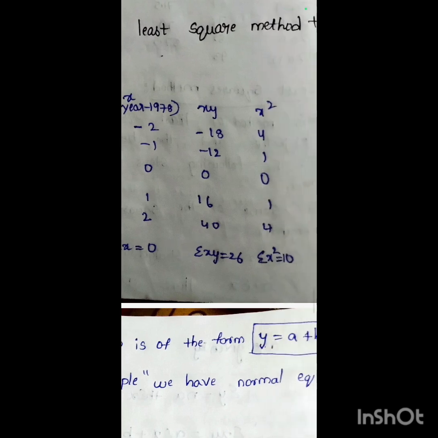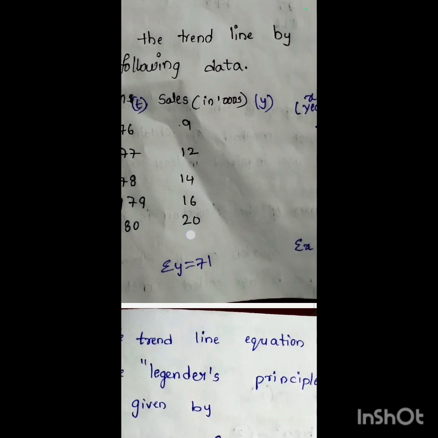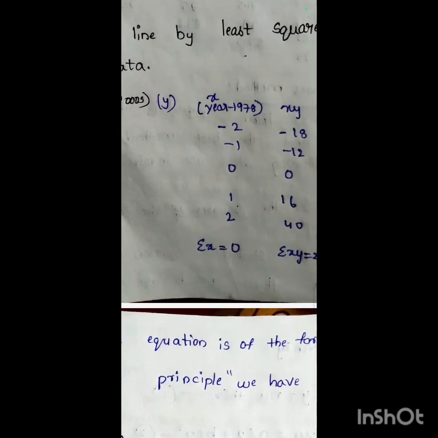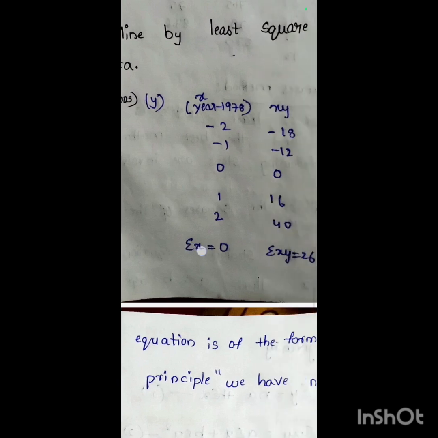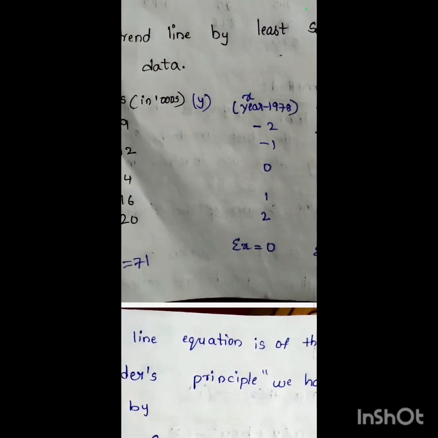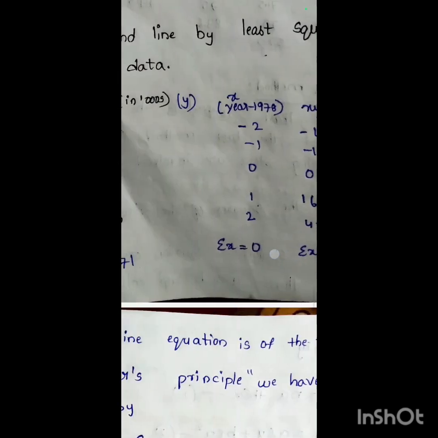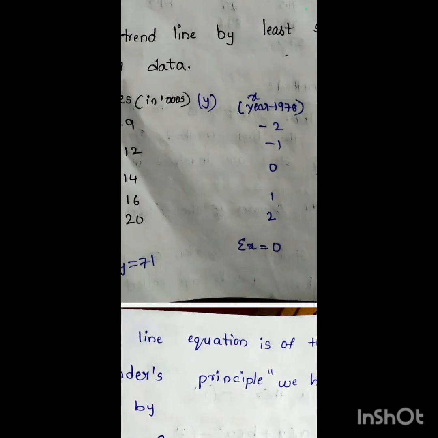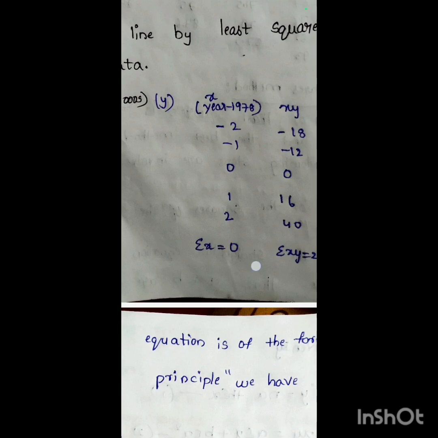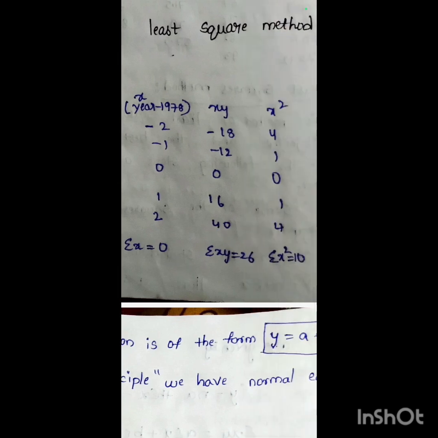Next, sigma x into y: 9 into minus 2 is minus 18, 12 into minus 1 is minus 12, 0 into something is 0, 16 into 1 is plus 16, and 20 into 2 is 40. If you do the sigma of xy, you get the value as 26.